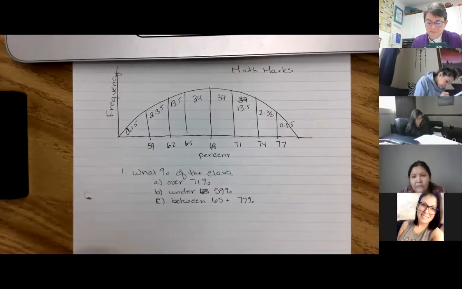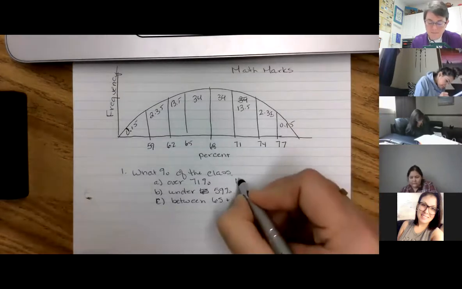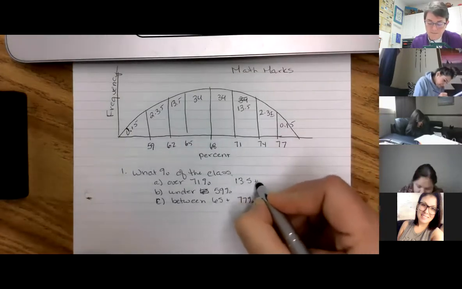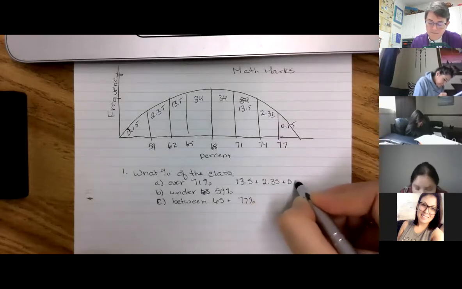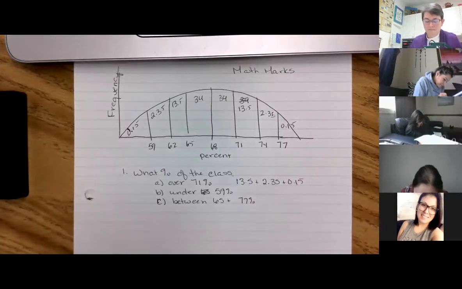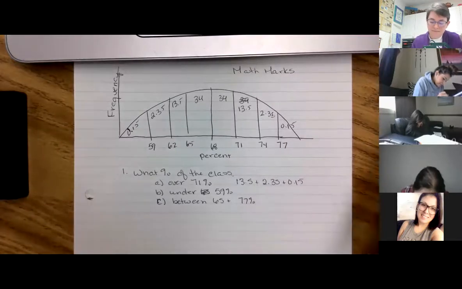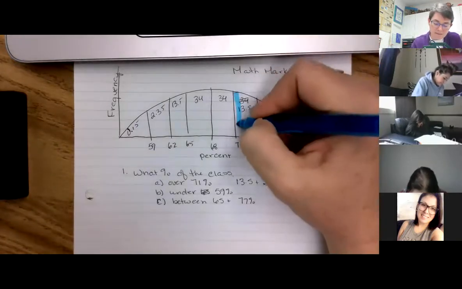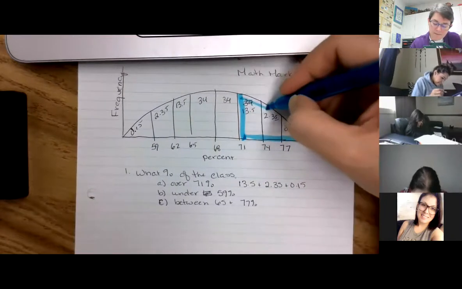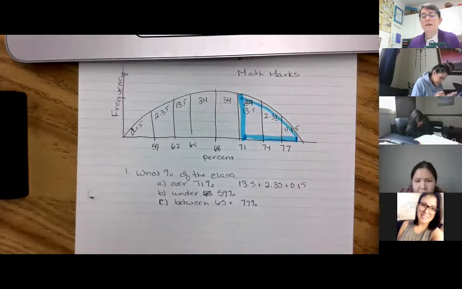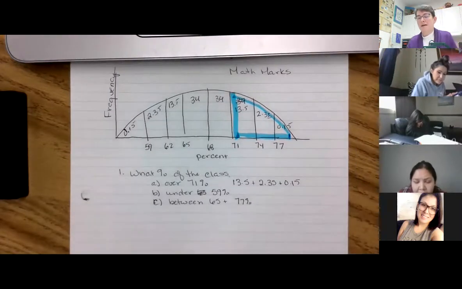I add the 13.5, 2.35 and the 0.15. Oh, I didn't add it together. Okay, but you know what to do, and that's cool. And you get 16%, by the way. And on your exam tomorrow, you will have the percents and stuff. I give you the one picture.